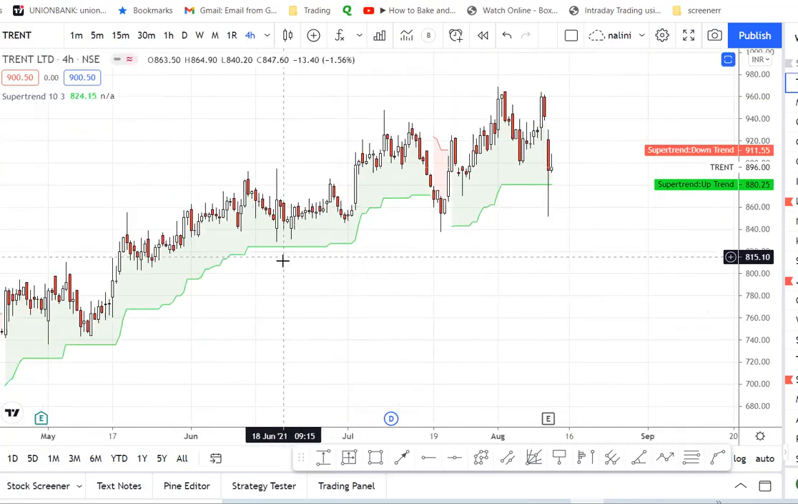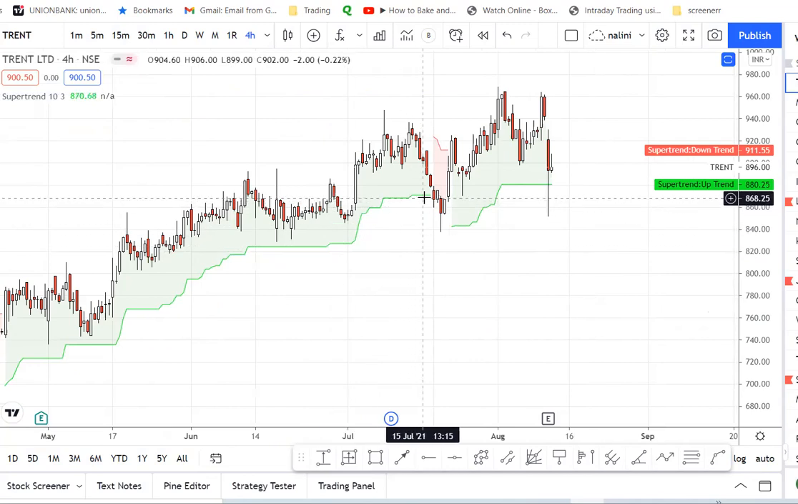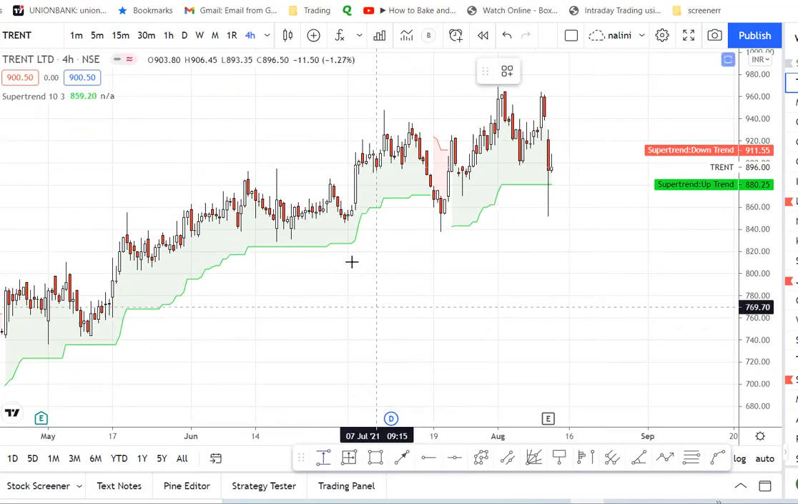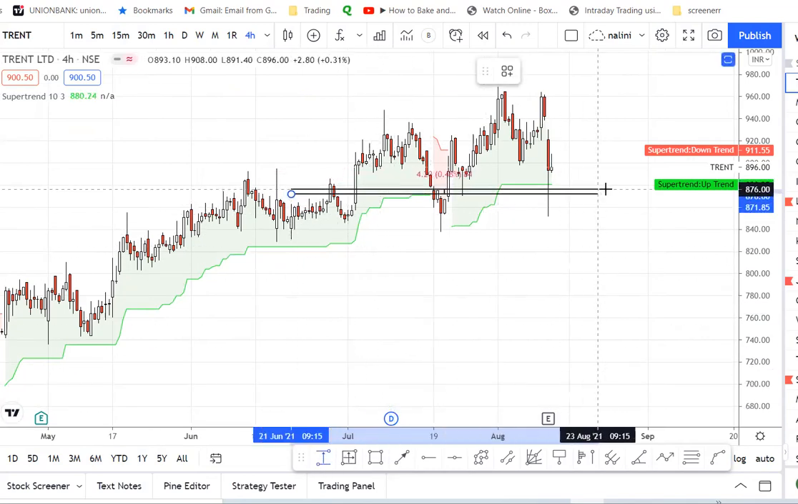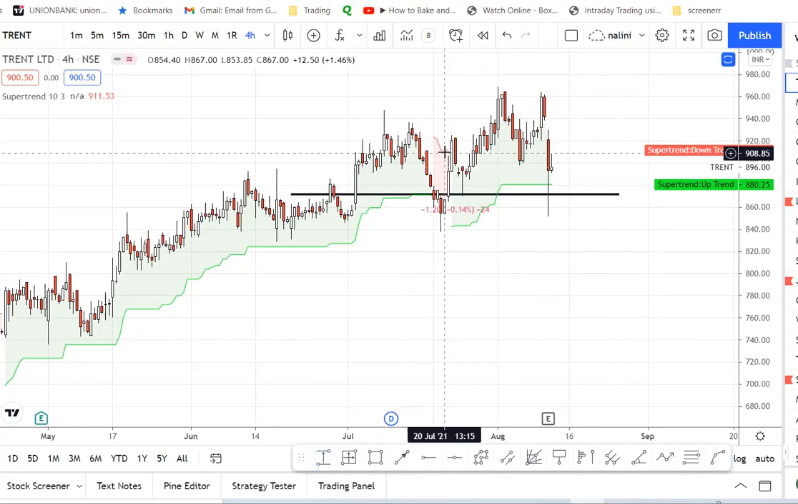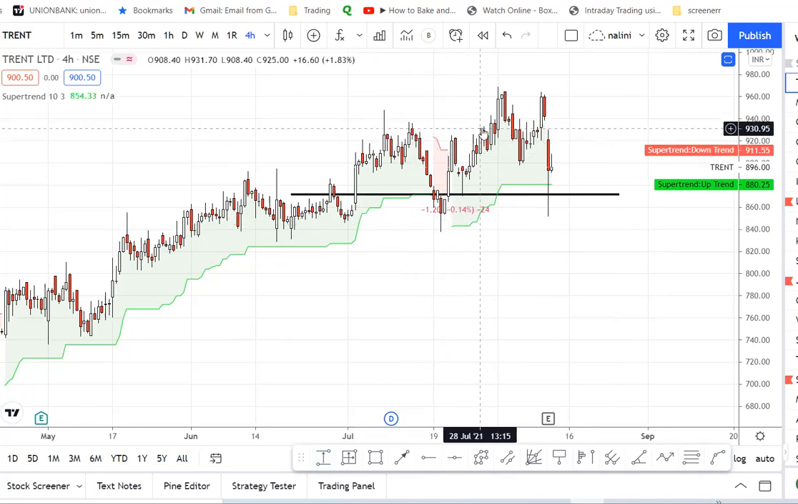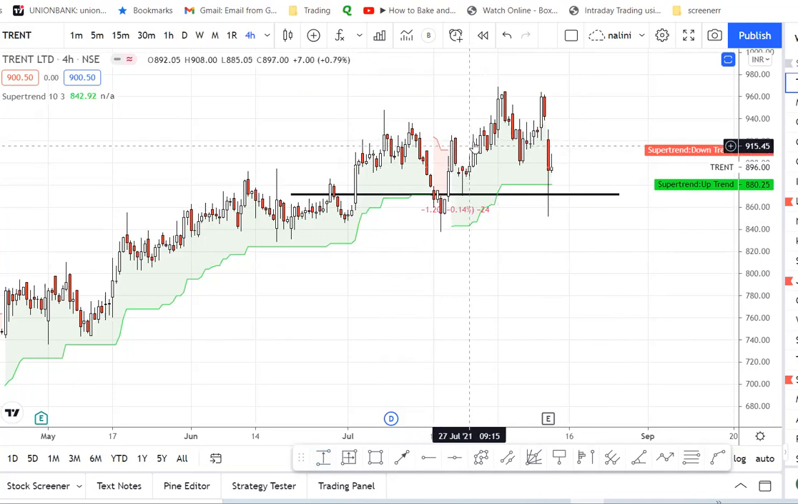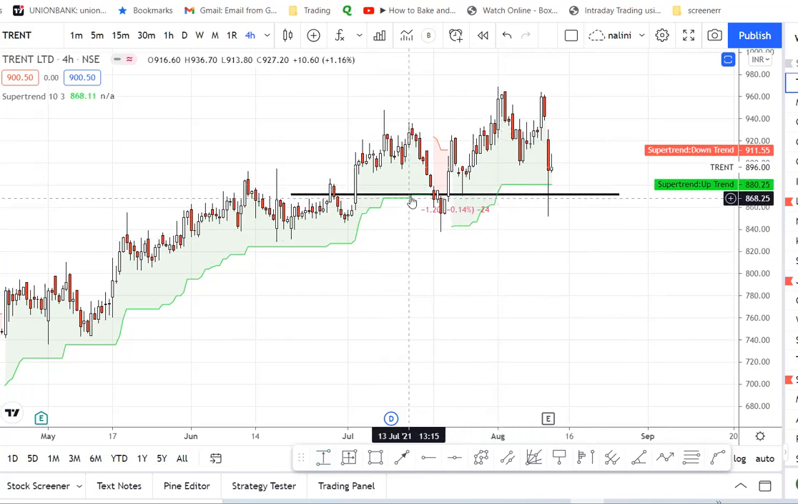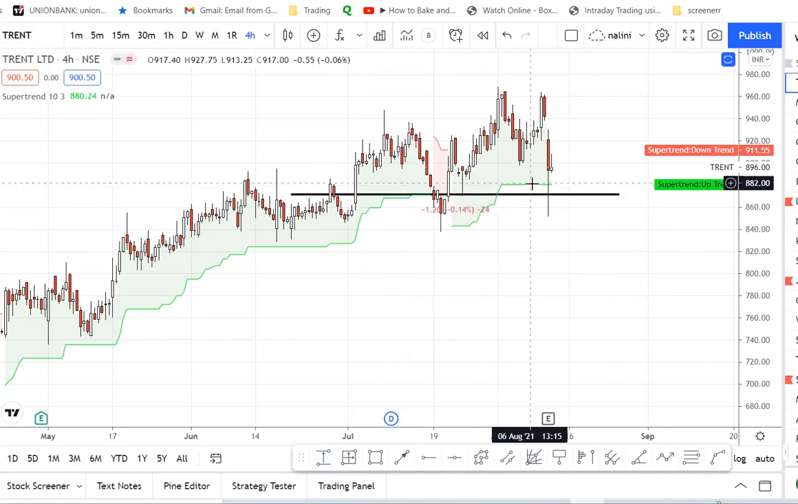See, here price started moving up. In this area, price went flat, and there is a resistance plotted over here. This was the range actually. And then price started moving up, and even the super trend started going up. See, you can see the super trend value is higher.